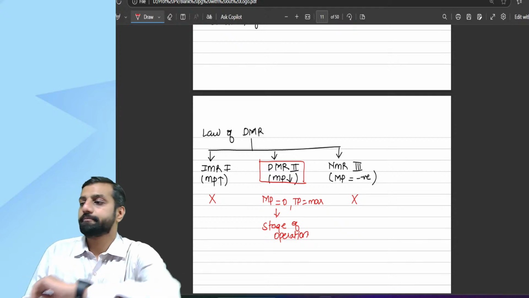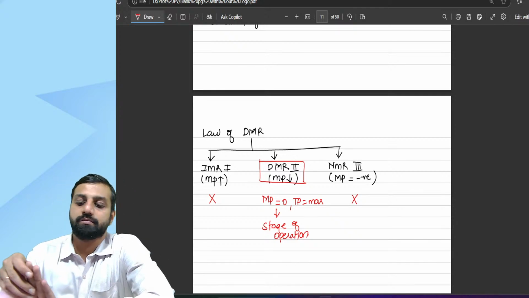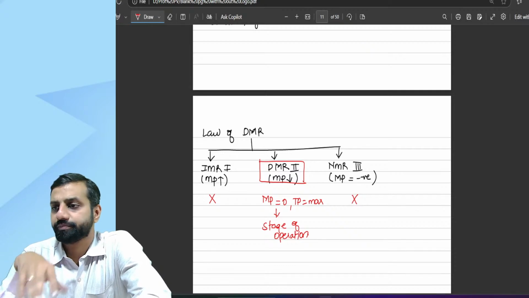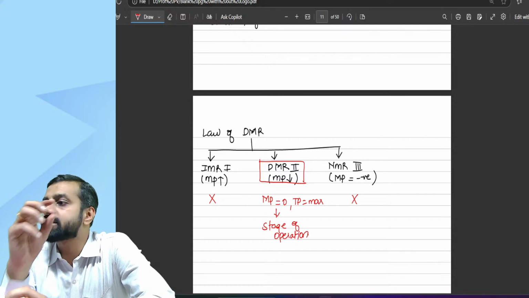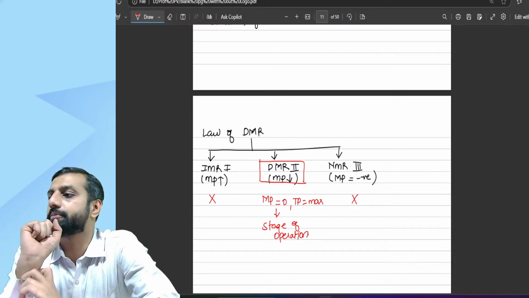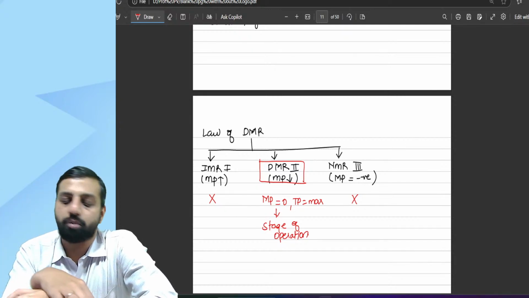Yes, everybody. Are we clear with this? Is there anything specific that you have a doubt in the law of variable proportion? Please let me know in the chat box.